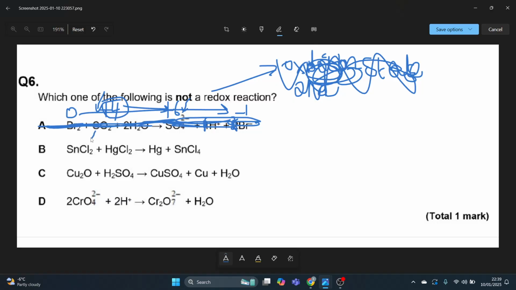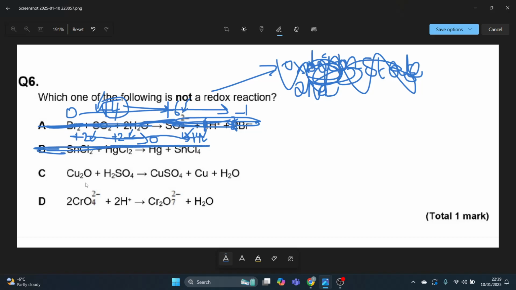B, SnCl2, -2, so that's going to be +2 of Sn. This case is 0. In this case, -2, that's also +2. And in this case, SnCl4, -4, that's +4. So you can see the oxidation state does increase and it does decrease. So that is a redox reaction.